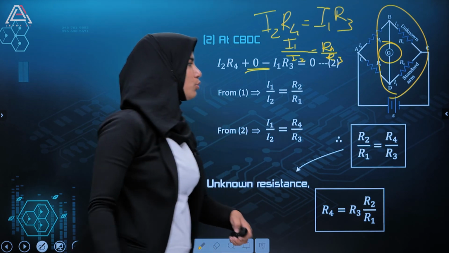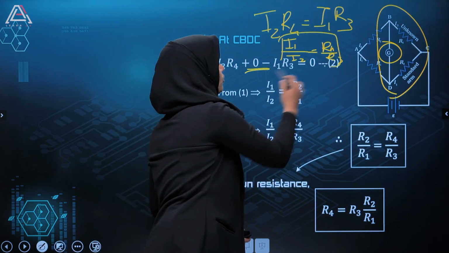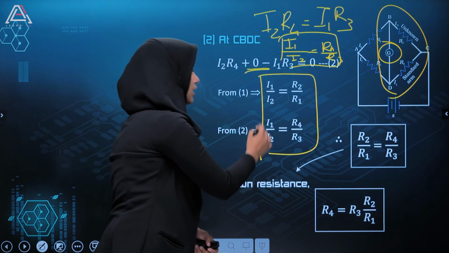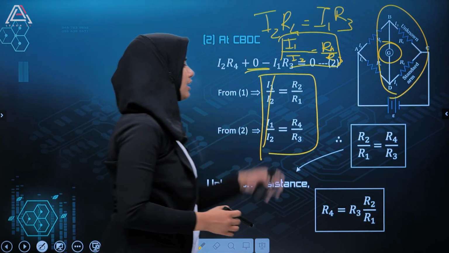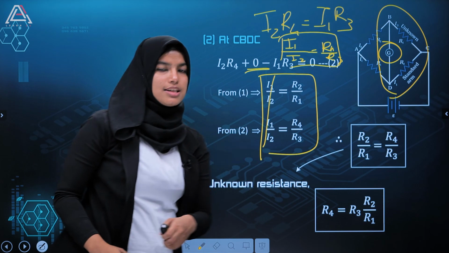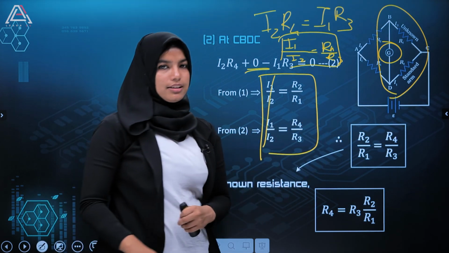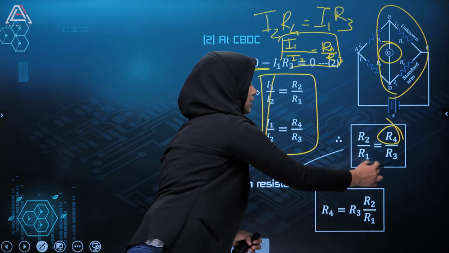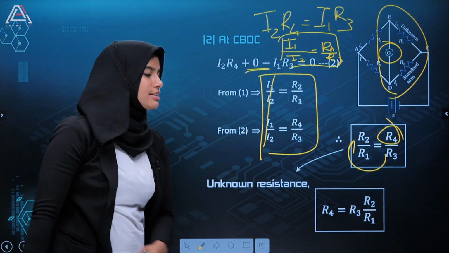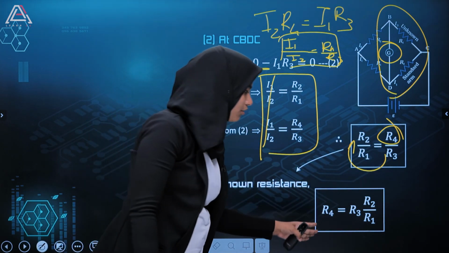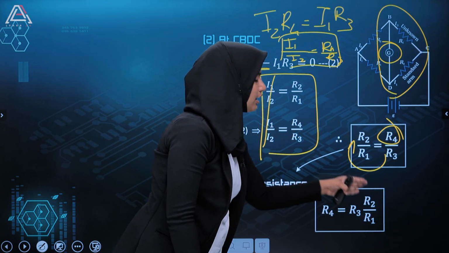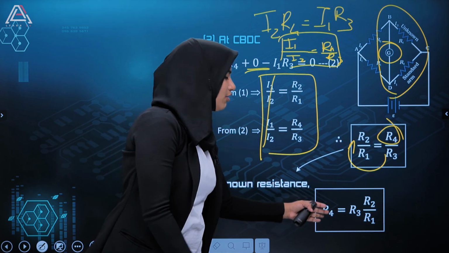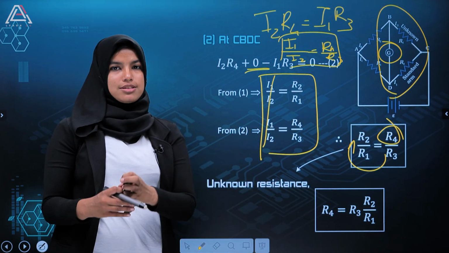So I got 2 equations for I1 by I2, one here and one over here. Here the LHS is the same, so we can write R2 by R1 is equal to R4 by R3. Here the unknown resistance is R4. Taking R3 over here, I can write the unknown resistance R4 is equal to R3 into R2 by R1, and that's how I will find the value of this unknown resistance.